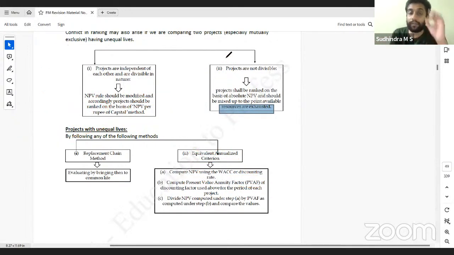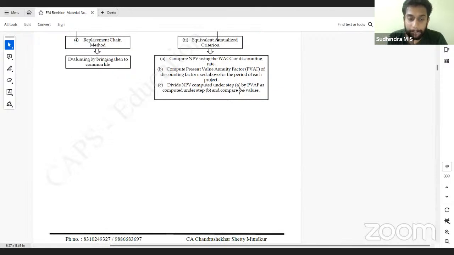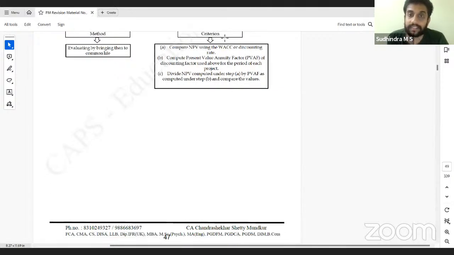In equivalent annualized criteria, what do we do? First calculate NPV as it is. Second, add up all the discount factors, you get PVAF, present value annuity factor. Then NPV divided by PVAF, present value annuity factor, you get what? You get the NPV for 1 year, which can be used for comparison. Is that clear? Yes. That, the first chapter is done.